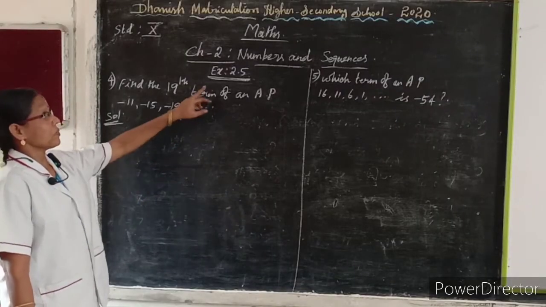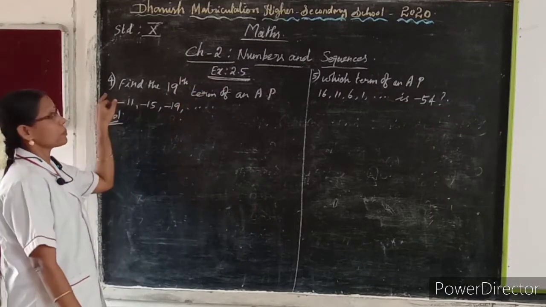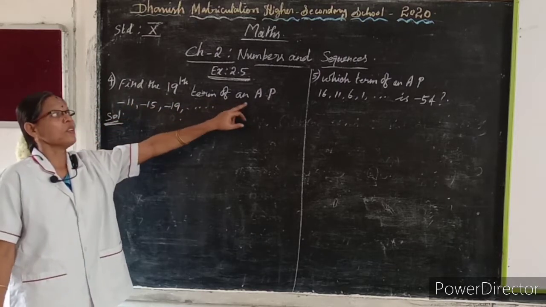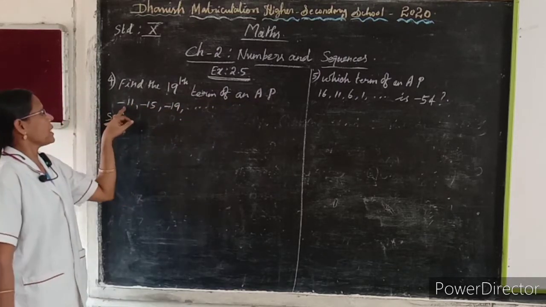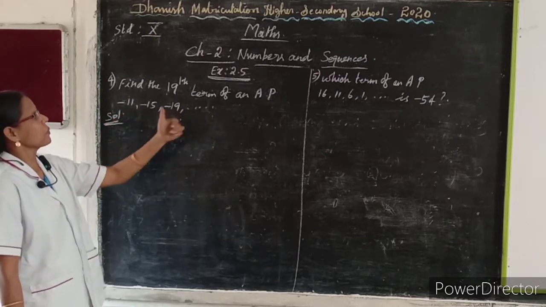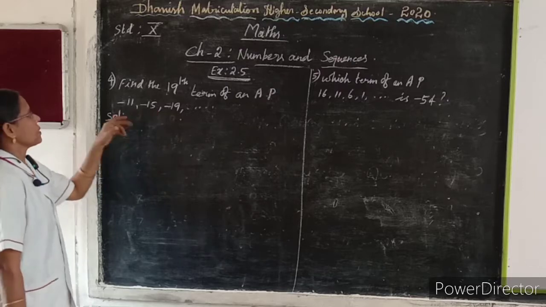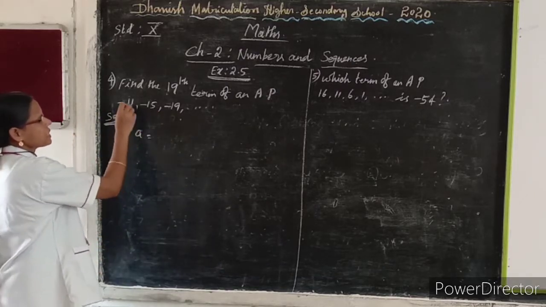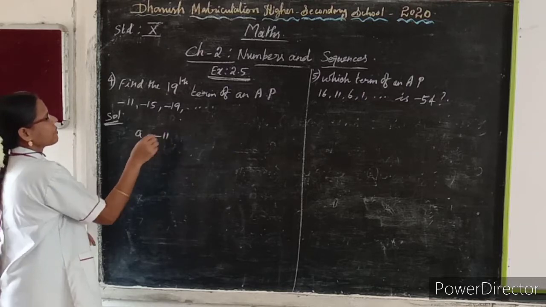Now from exercise 2.5 question number 4, find the 19th term of the AP minus 11, minus 15, minus 19, etc. An AP is given. From that AP, what is a? The first term is minus 11.